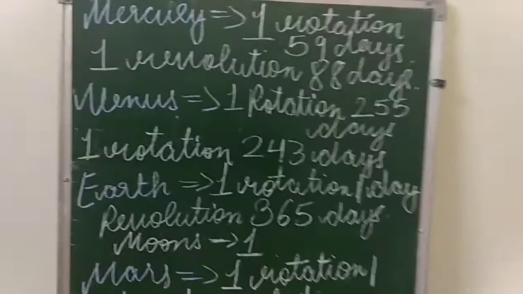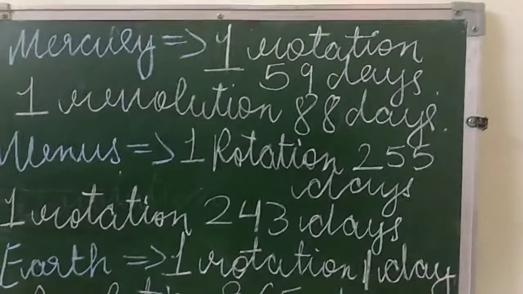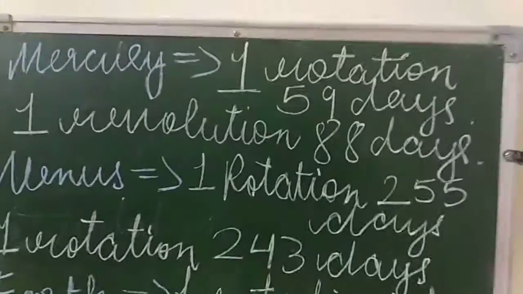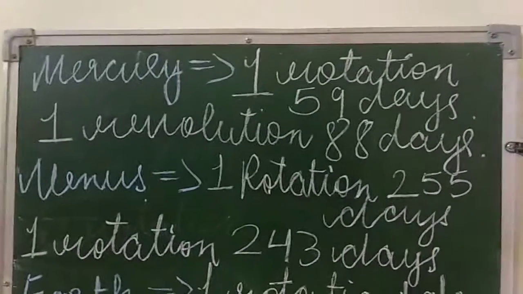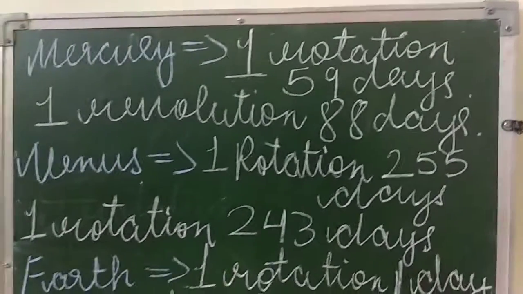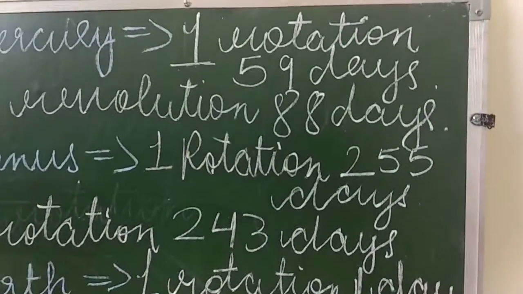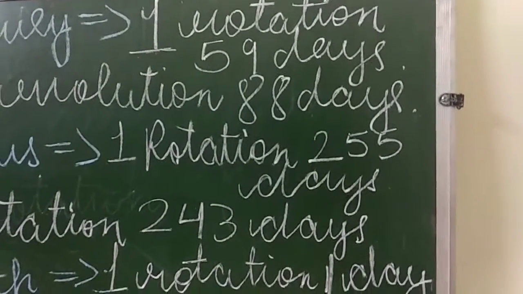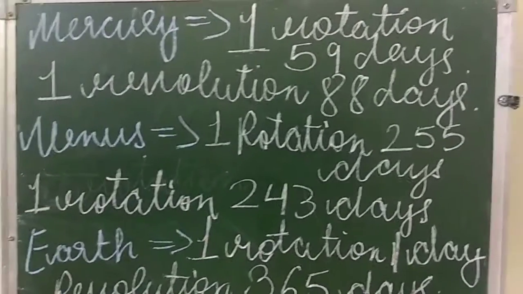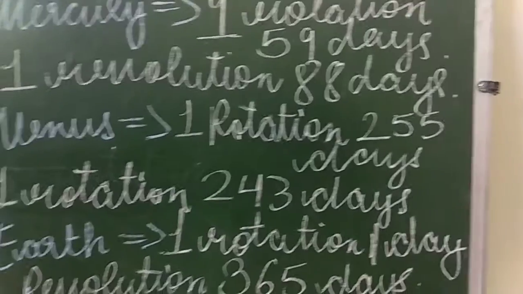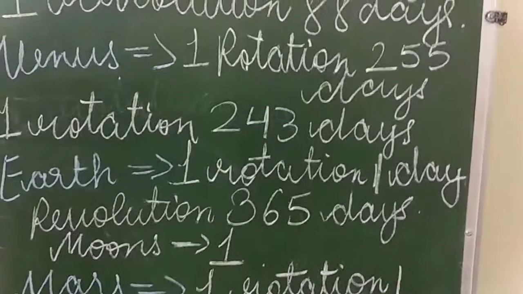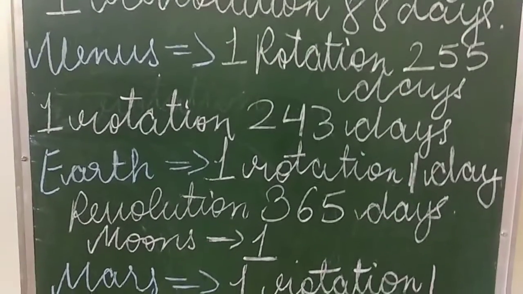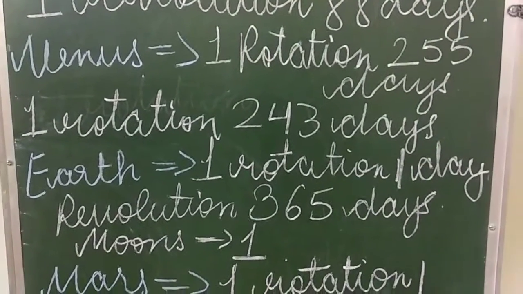Now let's have a look at the general information about the planets. Mercury completes one rotation in about 59 days and one revolution in 88 days. Venus, one rotation 243 days and one revolution 255 days. Earth, one rotation 1 day and revolution in 365 days.